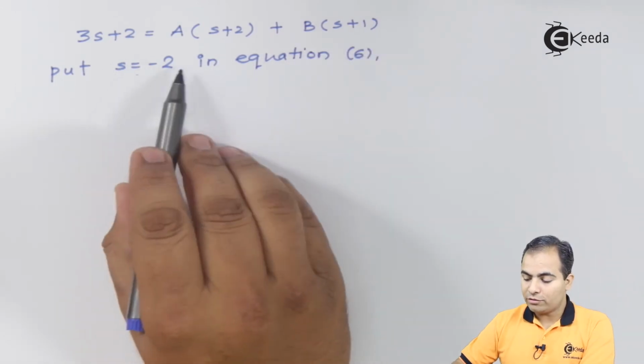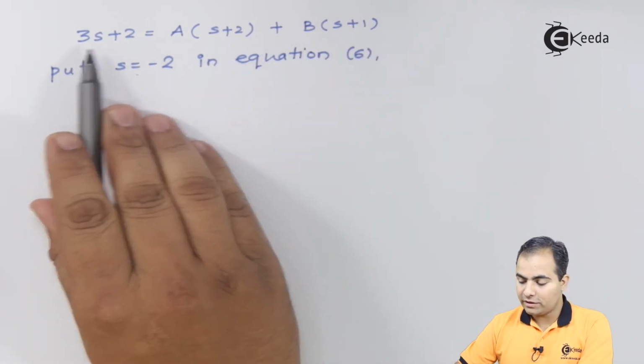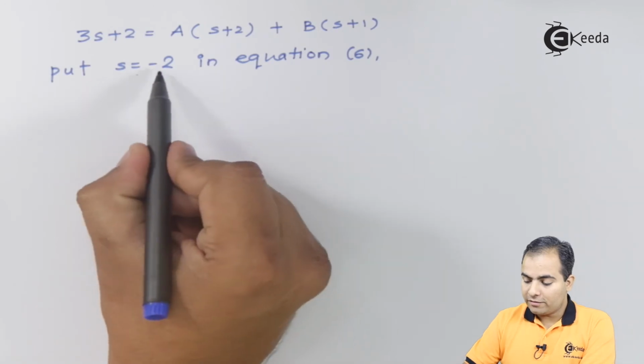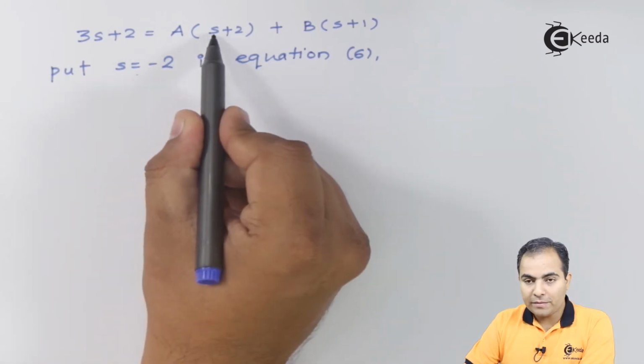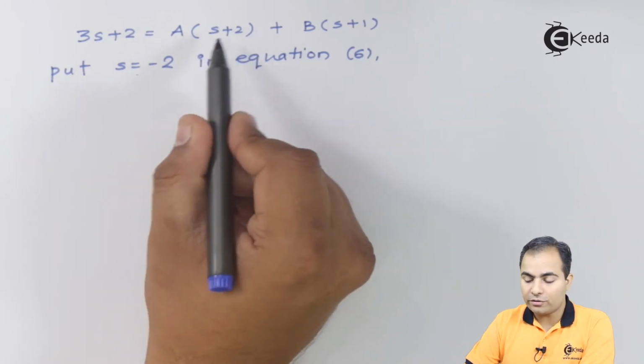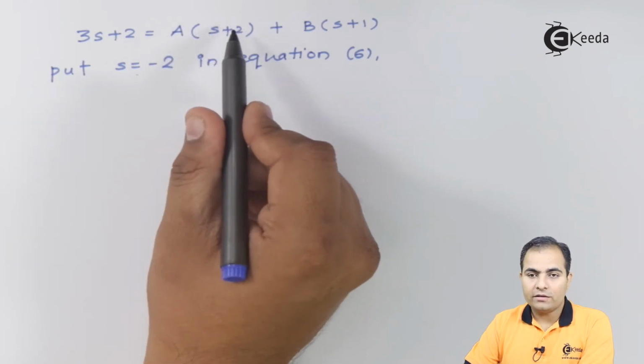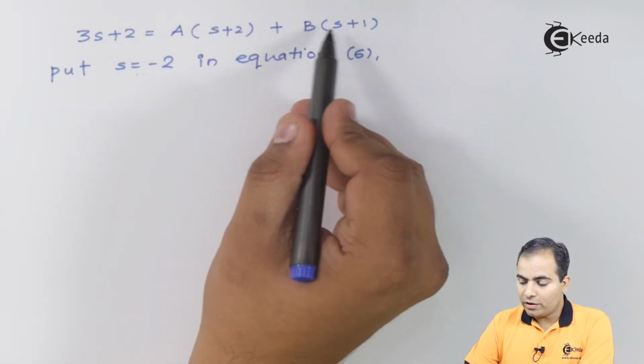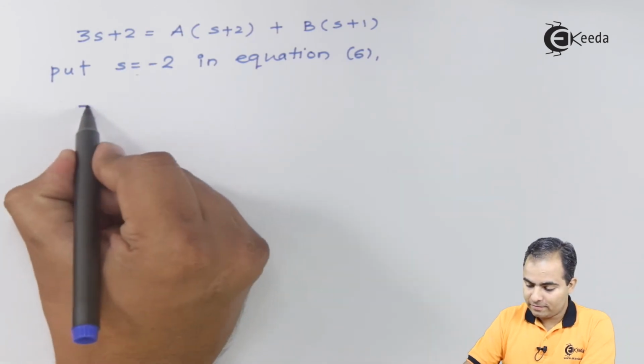Now, put s equals to minus 2 in equation number 6. This was our equation number 6. Now, if I replace this s by minus 2, then minus 2 plus 2 becomes 0. So, whole a will be vanished. Now, only b will give us the answer.